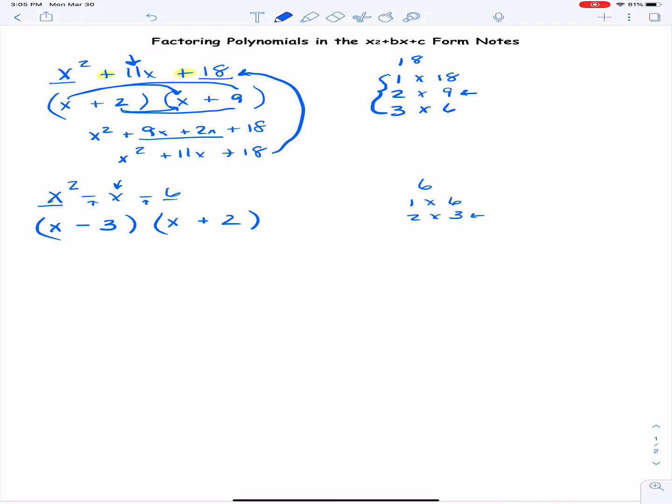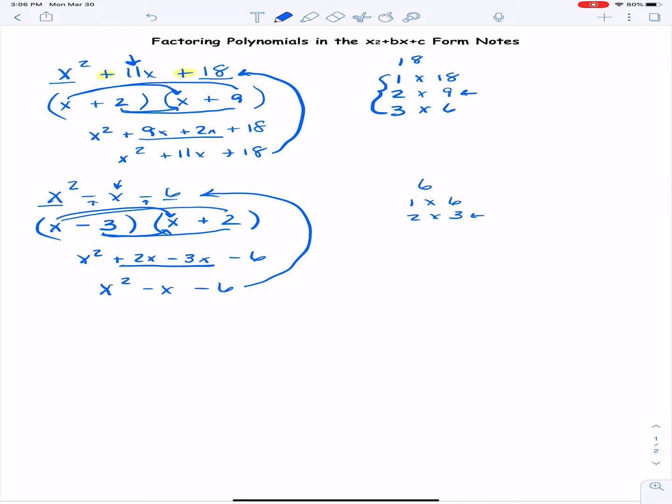I can check my work by doing FOIL again. X times x gives me x squared. X times 2 gives me positive 2x. Negative 3 times x gives me negative 3x. And negative 3 times positive 2 gives me negative 6. When I combine my like terms, I get x squared minus x minus 6, which is my original trinomial.